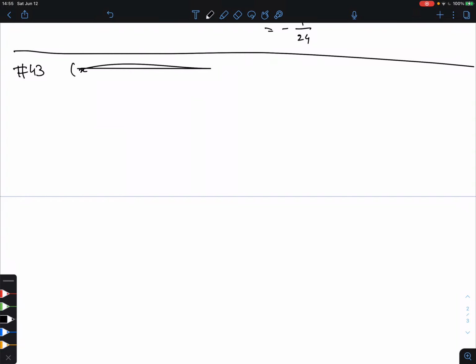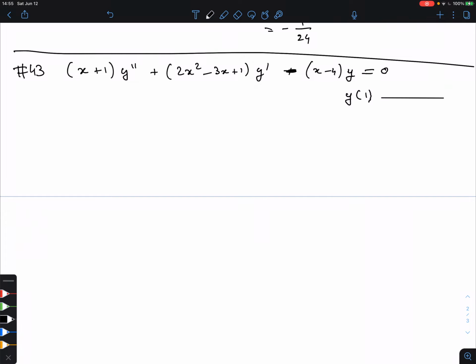x plus 1 y double prime plus 2x squared minus 3x plus 1 y prime plus or minus x minus 4 y, and that's 0. And then they say at 1, y is negative 2, and the derivative at 1 is 3.